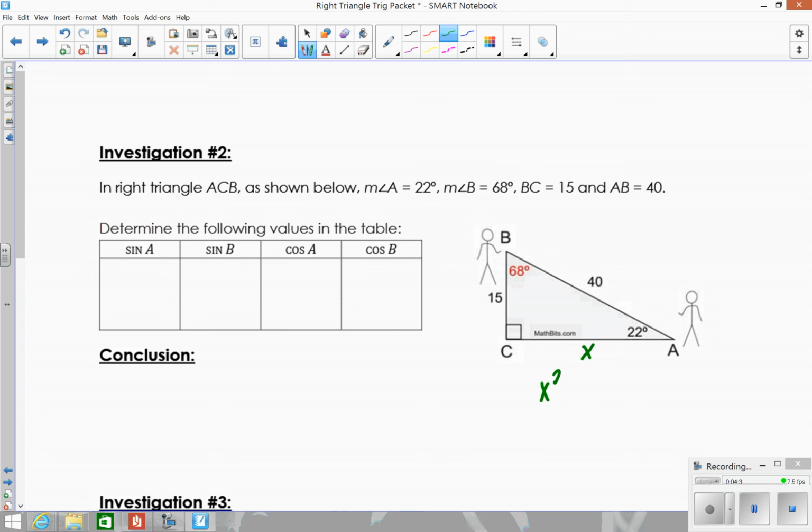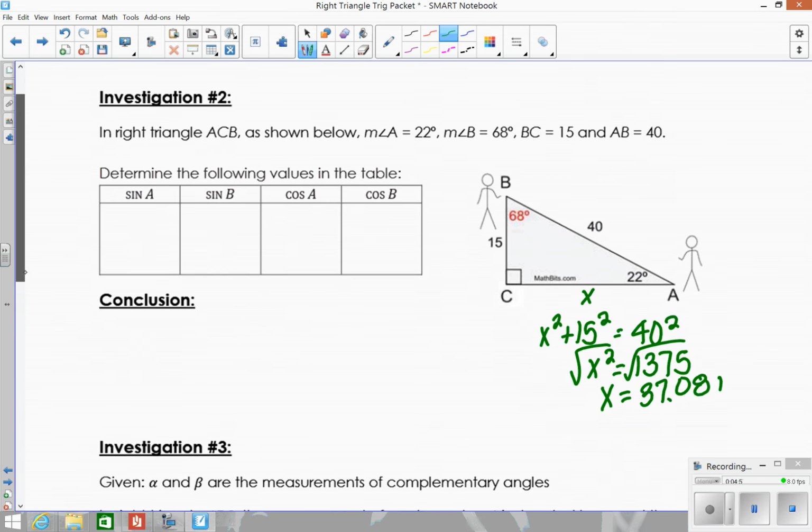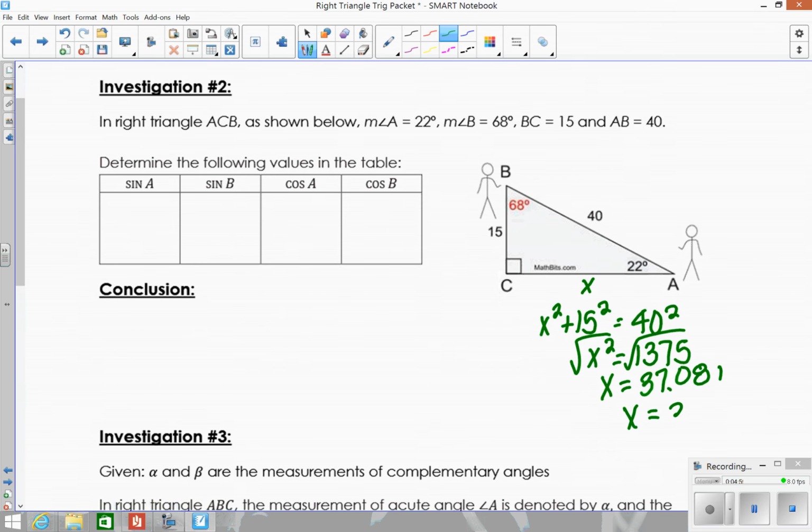So x squared plus 15 squared equals 40 squared. And then you square these, subtract them, and you end up with x squared equals 1375. And we'll square root both sides, so we end up with x equals 37.081. So I'm just going to round that to 37, and I'll just make it easier for this. So x equals 37.